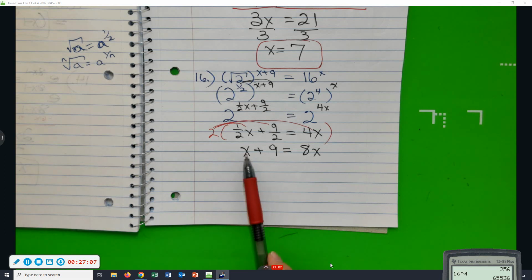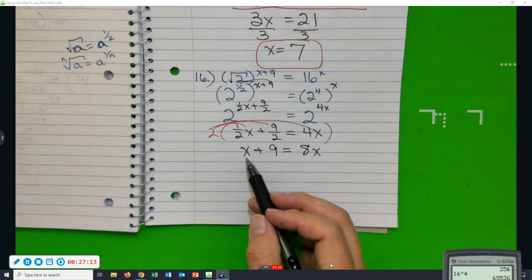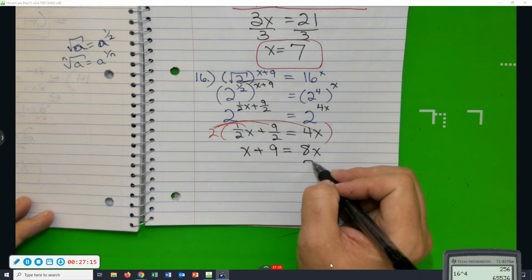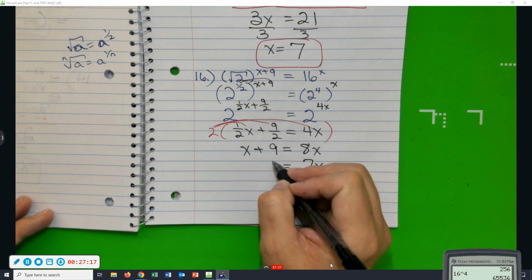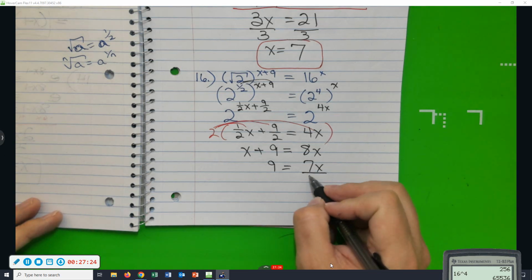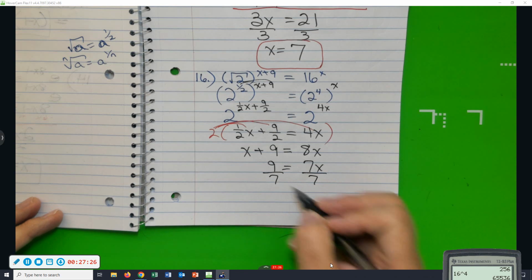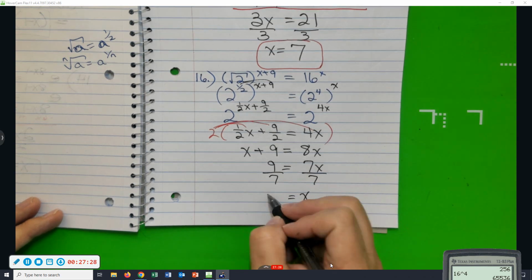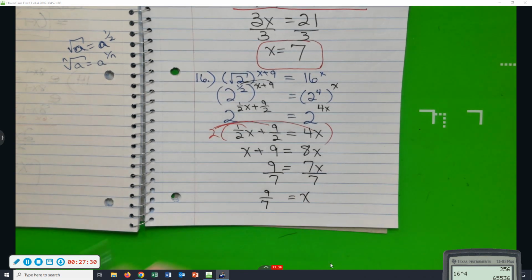I'm going to get this x over here by doing what? Okay, 8x minus 1x gives me 7x equals 9. And then divide by 7 to give us x equals 9 over 7.